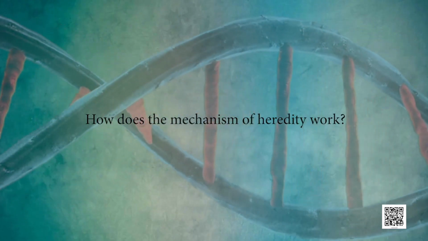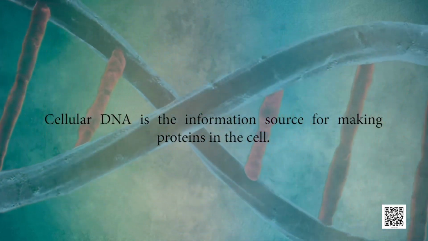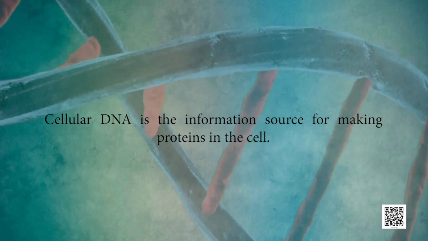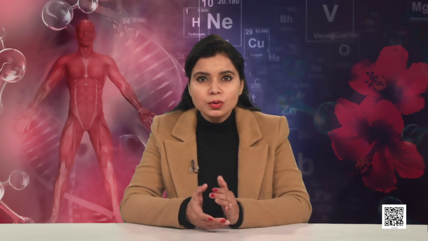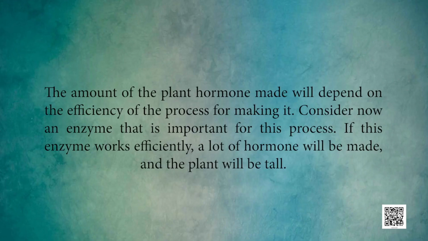How does the mechanism of heredity work? Cellular DNA is the information source for making proteins in the cell. A section of DNA that provides information for one protein is called the gene. How do proteins control the characteristics that we are discussing here? Let us take the example of tallness as a characteristic. We know that plants have hormones that can trigger growth. Plant height can thus depend on the amount of a particular plant hormone. The amount of the plant hormone made will depend on the efficiency of the process for making it.